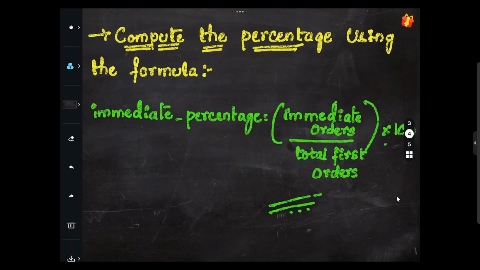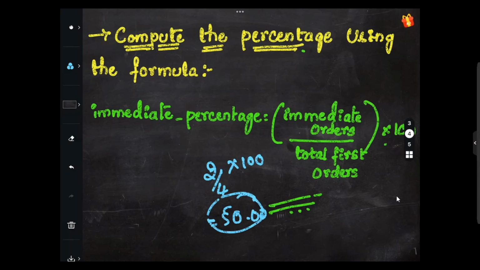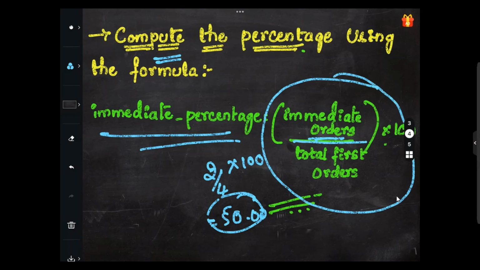We have to compute the percentage using the formula immediate orders by total first orders. We saw this while calculating for the first example, right? First 4 we considered and we went with 2 by 4 into 100. We got 50, and we have to go with 50.00 because they have strictly asked us to round off to 2 decimal places, right? So here we are computing the immediate percentage equals immediate orders by total orders into 100. That's what we did here.